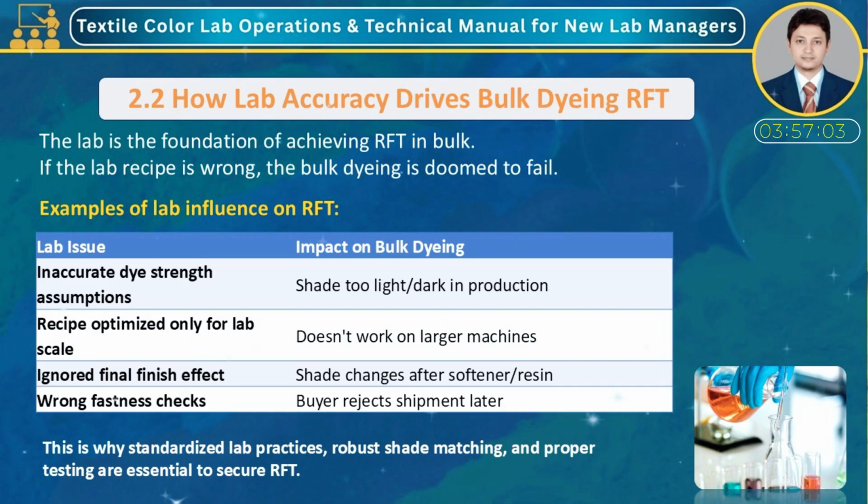How lab accuracy drives bulk dyeing RFT. The lab is the foundation of RFT in bulk dyeing. If the lab recipe is incorrect, production failure is almost guaranteed. Issues like wrong dye strength, lab-only optimization, or ignoring finishing effects directly lead to shade variation or rejection in bulk. That is why standard lab practices, accurate shade matching, and proper testing are essential for achieving strong RFT performance.